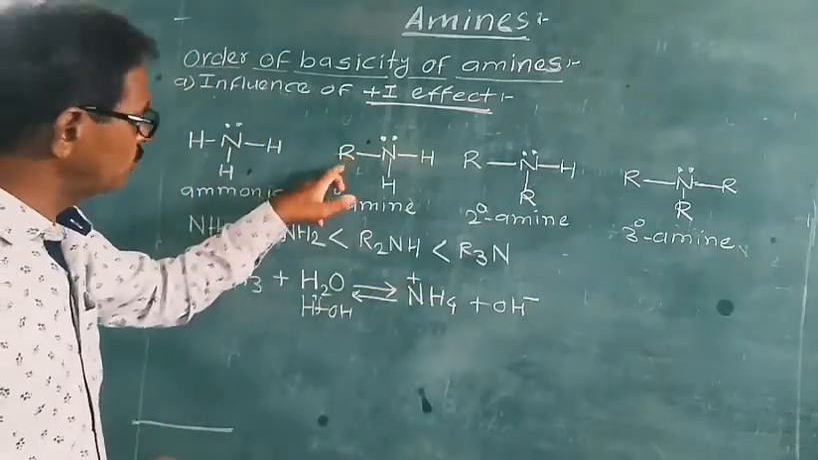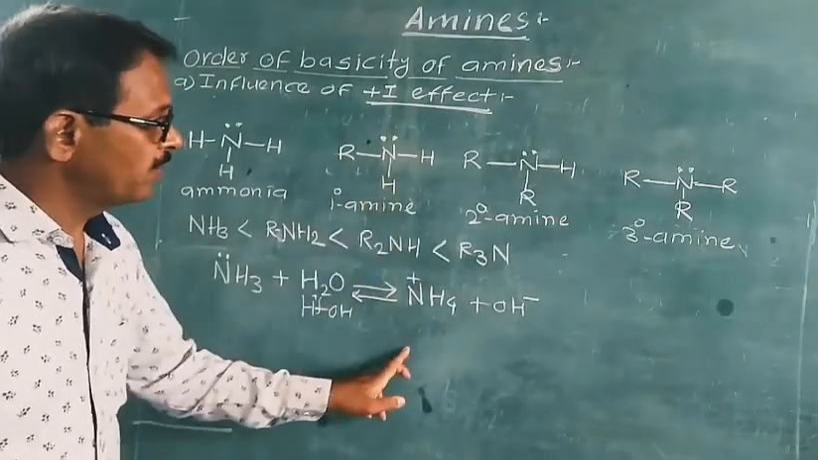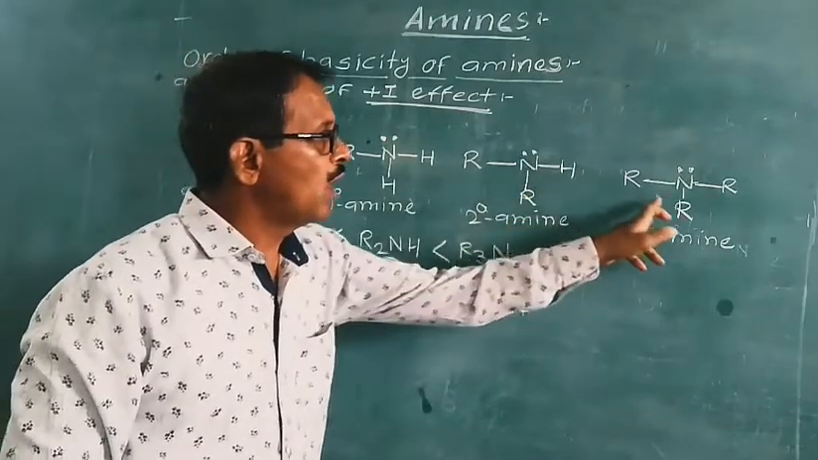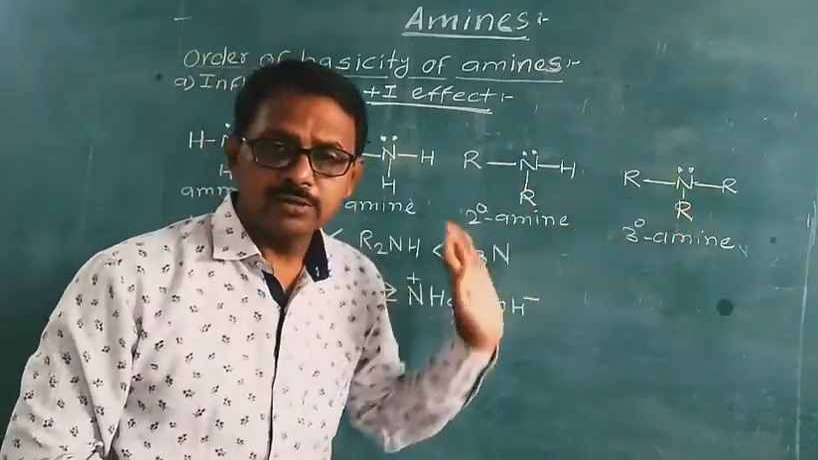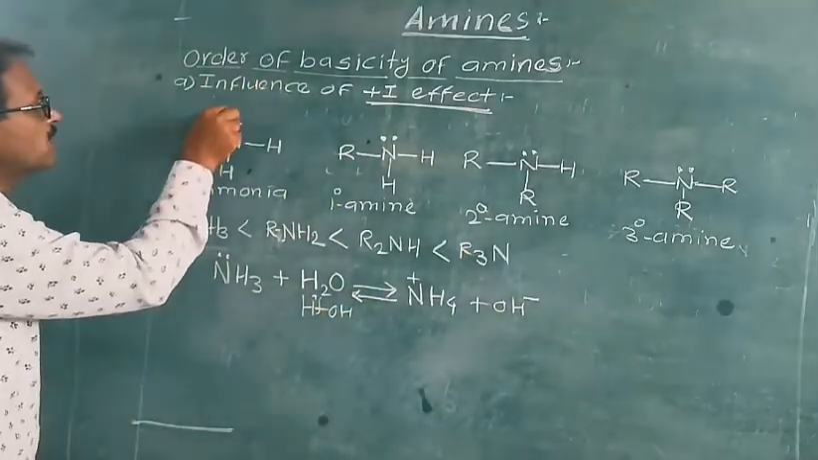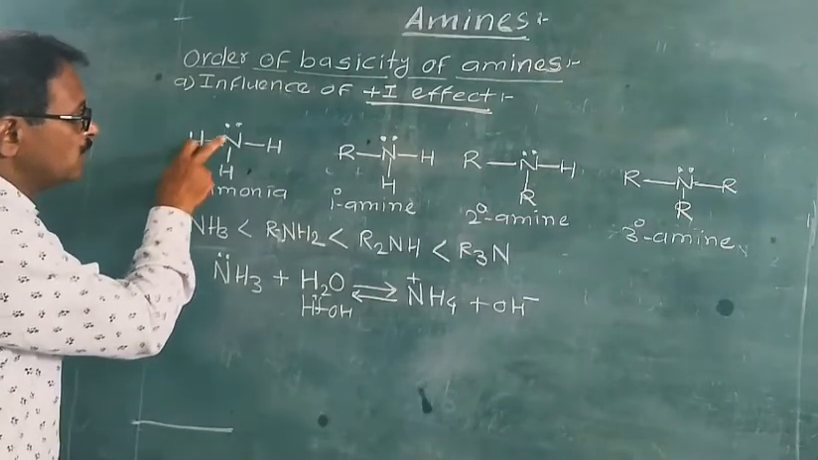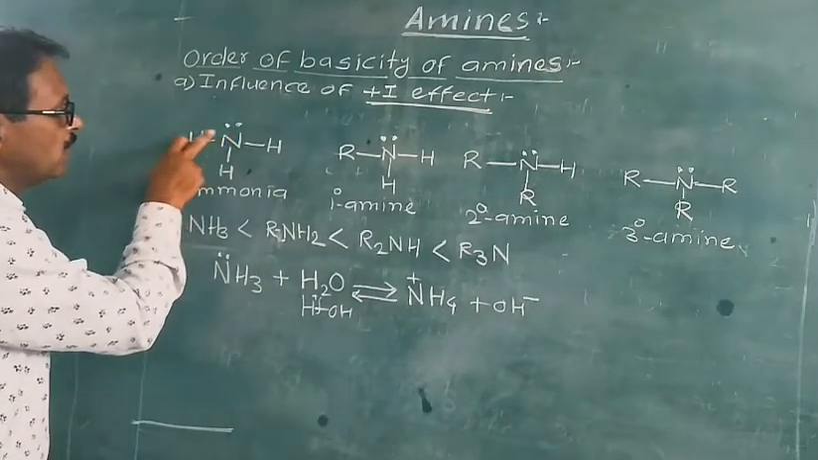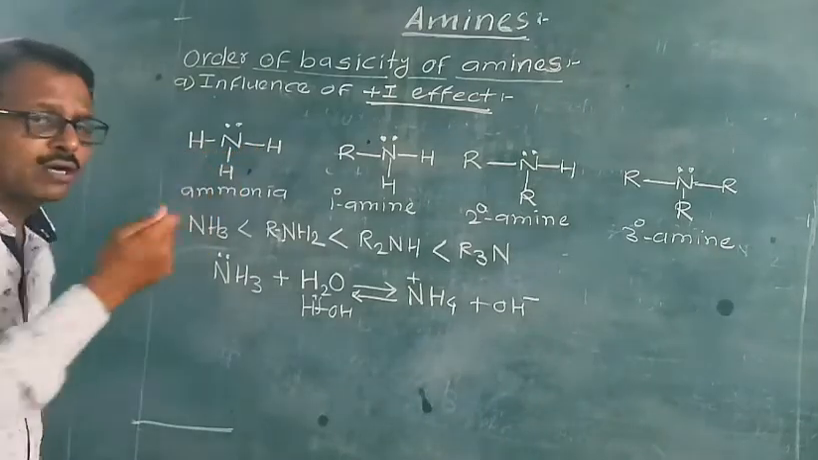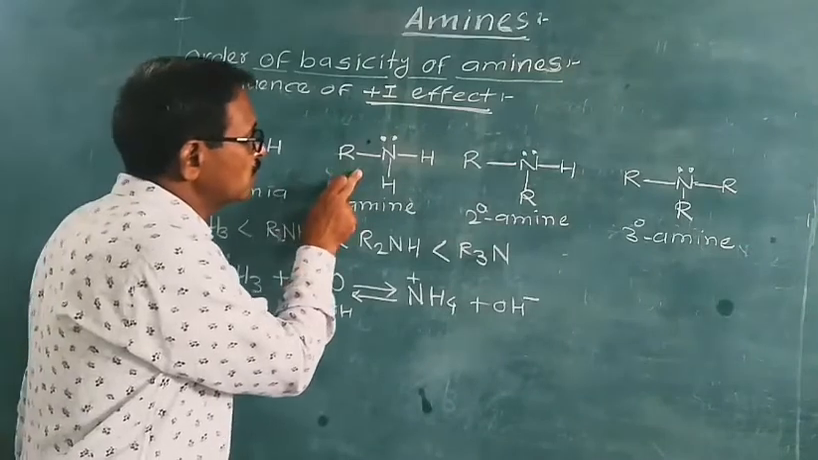Similarly, primary amines also react with water molecules, RNH2 giving RNH3 plus. Secondary amines give R2NH2 plus, and here R3NH plus, like that. Now we will see here. Suppose this nitrogen atom carries a positive charge. In ammonia, this nitrogen atom is attached to 3 hydrogen atoms. These hydrogen atoms are not electron donating groups.